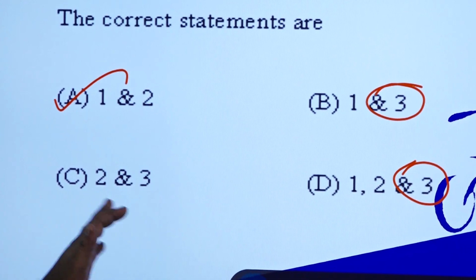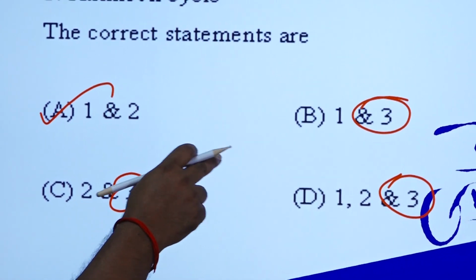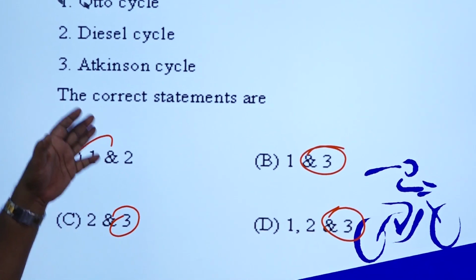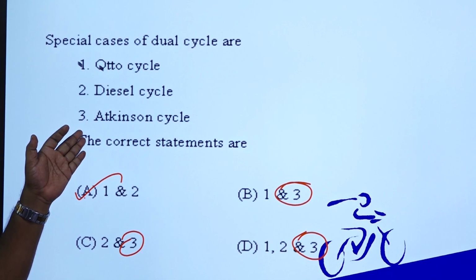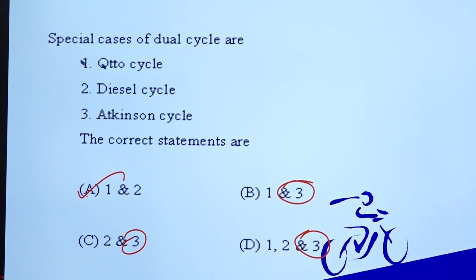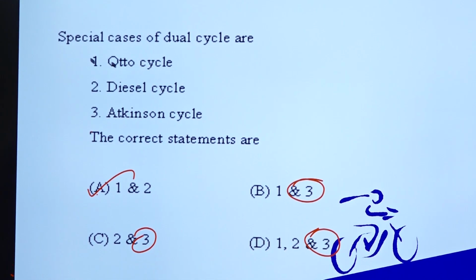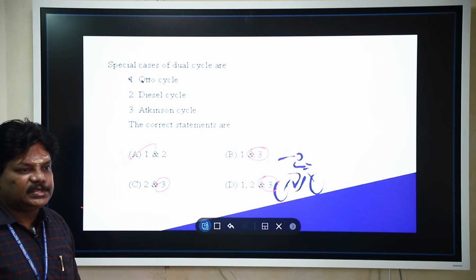So all the others we had initially eliminated, but sometimes your choices may not be like this, you may have additional choices also. In those cases, you should know the efficiency equation, and you should know what factors are involved in that efficiency equation.